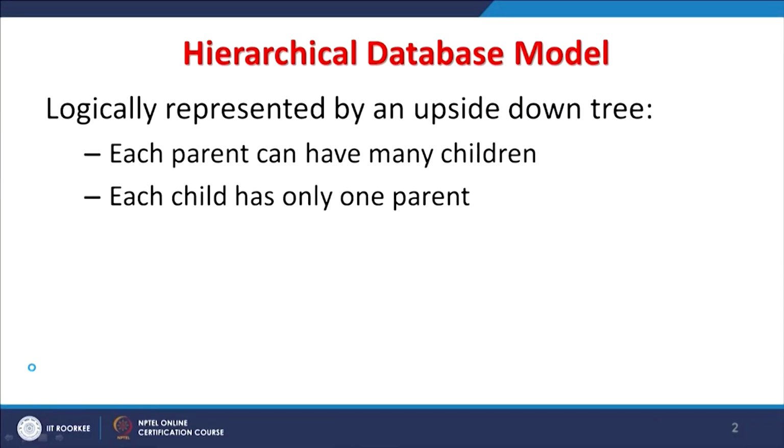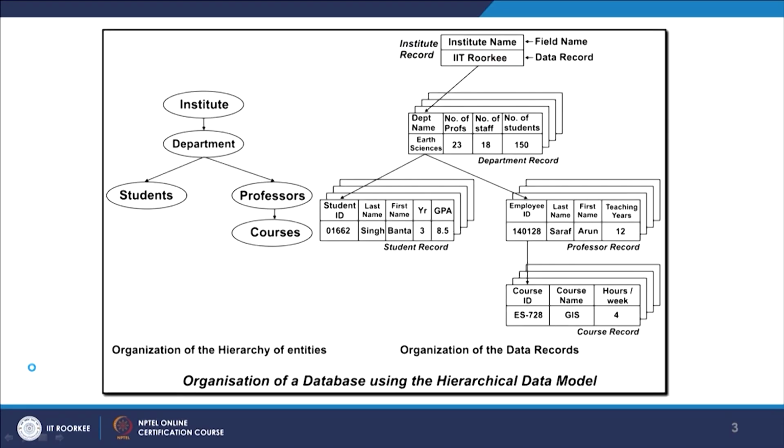In the hierarchical database model, data is logically represented by an upside down tree, and that is why it is called hierarchical: each parent can have many children. So, each folder can have many files, similar to this. Each parent can have many children and each child has only one parent. So, a file can have only one folder, that kind of thing.